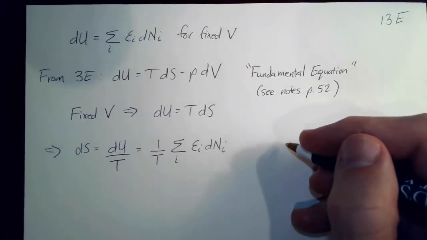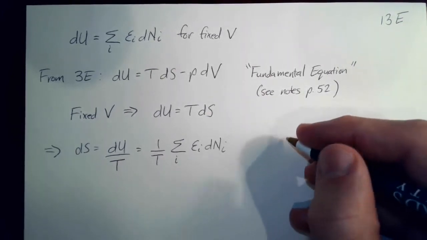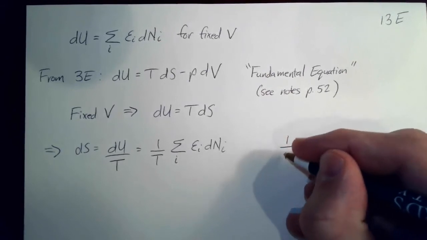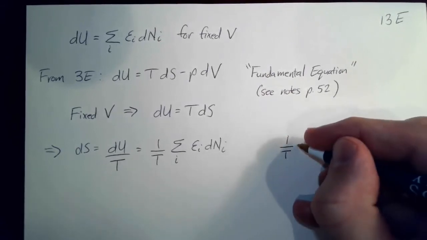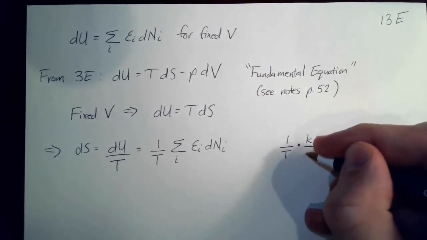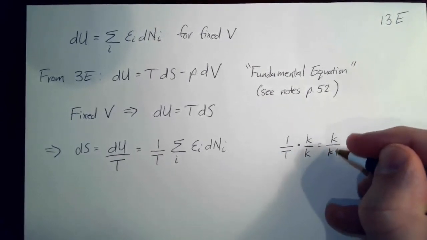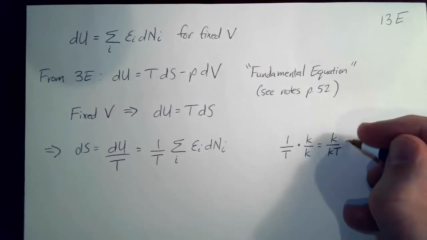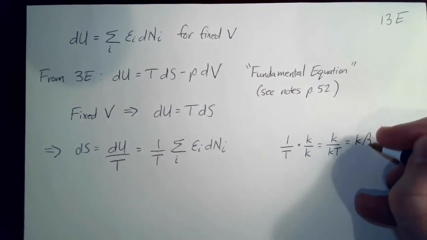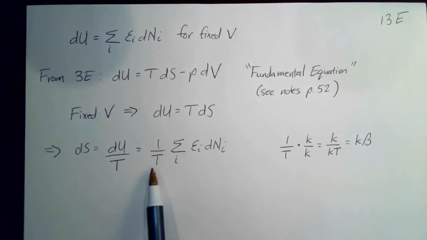And to get beta into the formula, remember that if I take 1 over T and I multiply it by k over k, I get k over kT. And beta is equal to 1 over kT, so this is equal to k beta. Okay, so I want to use that for 1 over T.